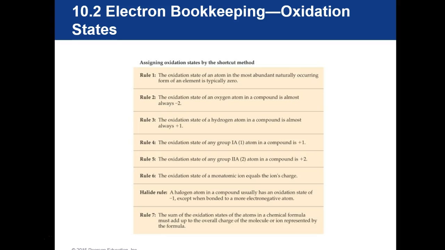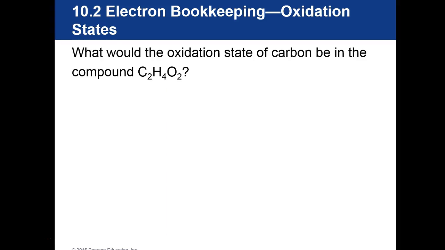Here are the steps for assigning oxidation states by the shortcut method. I would recommend hanging onto this slide and really memorizing this one. So what would the oxidation state of carbon be in the compound C2H4O2? Use your shortcut steps and push play when you're ready for the answer.